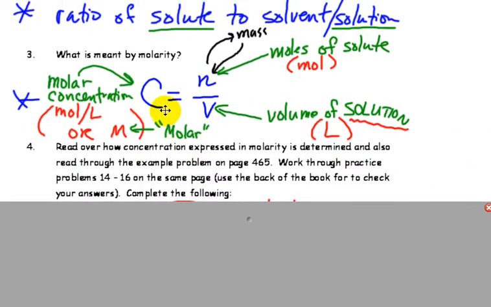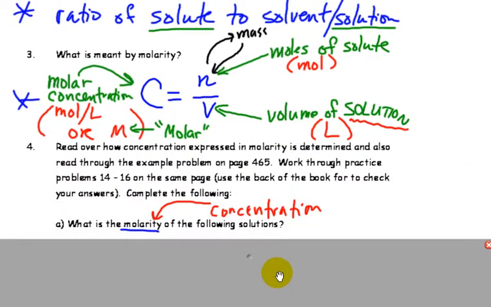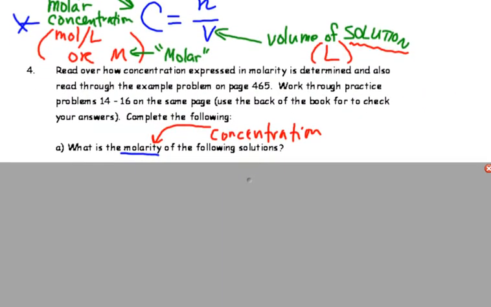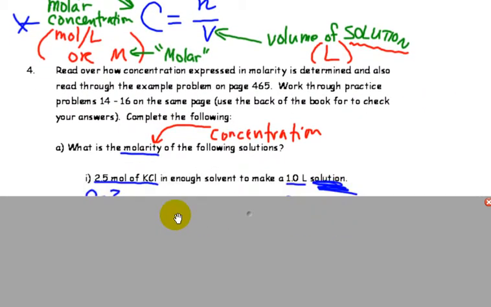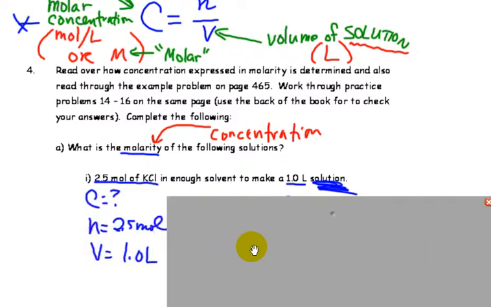Okay, there's a few examples I pulled from the textbook here. What is the molarity of the following solutions? So if I have 2.5 moles of potassium chloride and enough solvent to make a 1 liter solution, what's the molar concentration? So ideally, like every other problem, you should write down what information you're given and write down a question mark by what you're asked to find out.